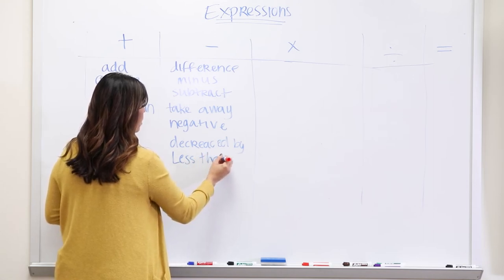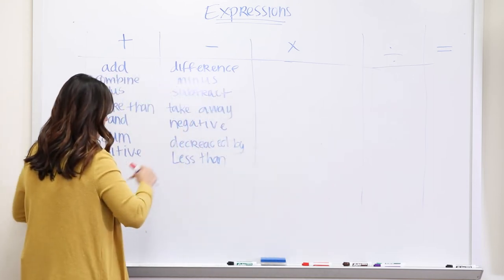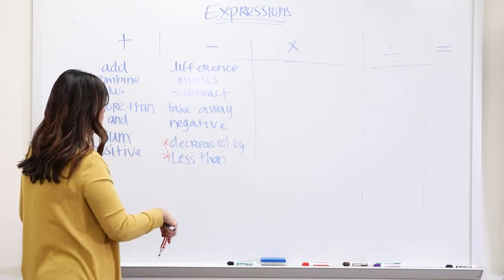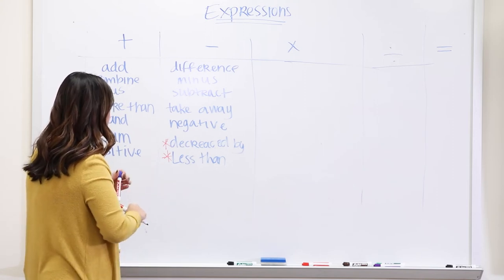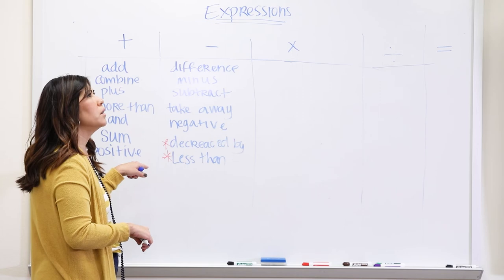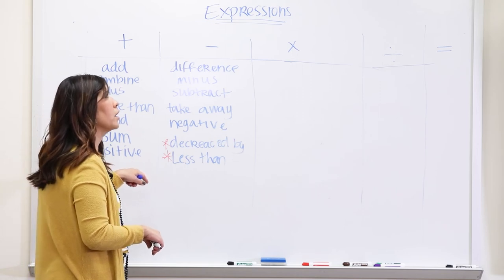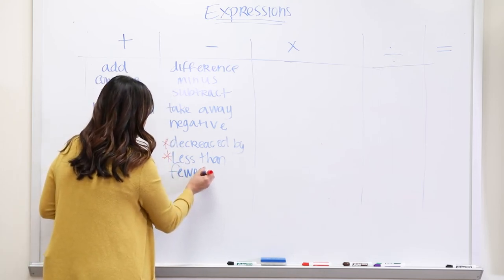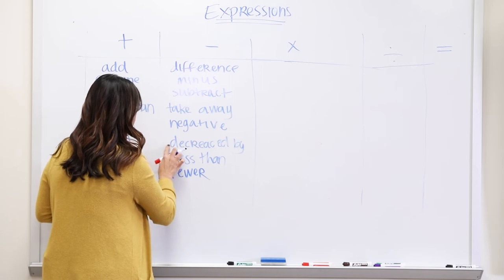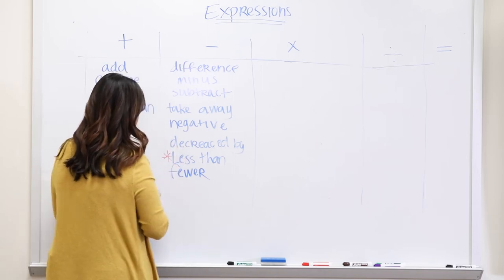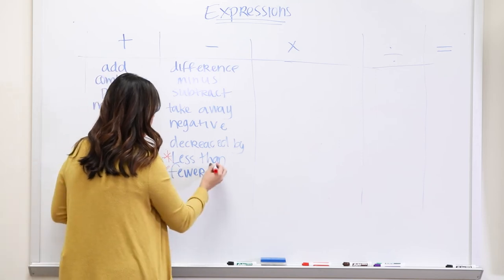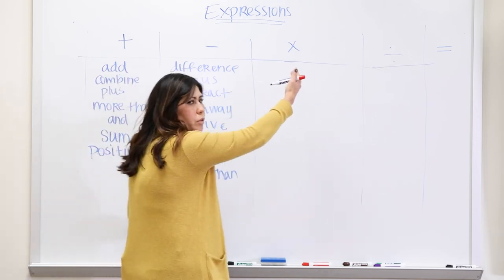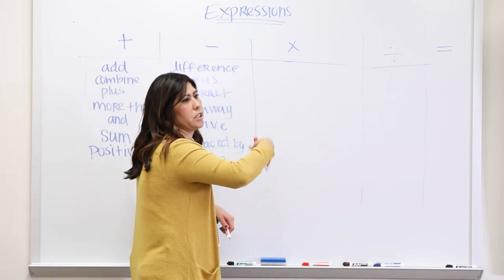Less than. So what I want you to do in your notes is star these two. Less than, decreased by, yes, less than for sure, fewer than. I'm going to fix that. Fewer than, less than, okay, sorry. And then we would go through these, right? Multiplication, and they would just throw them out.